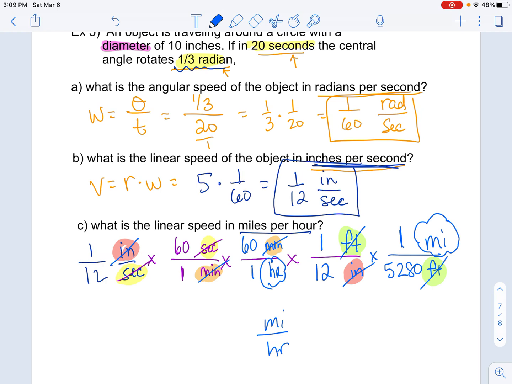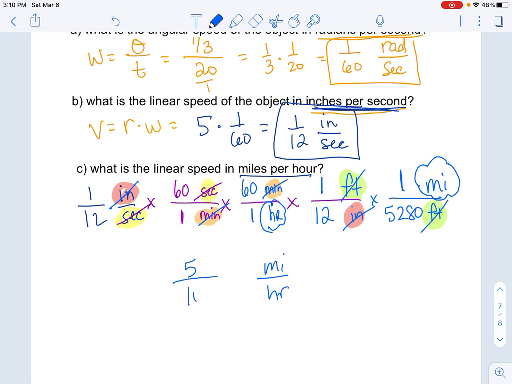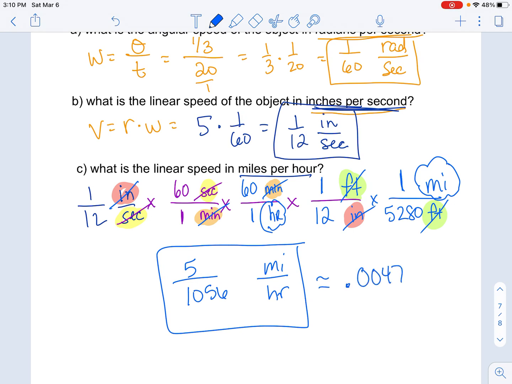All I've got to do now is multiply across the top. So I've got 60 times 60. I hit equals. That's 3,600. I've got to divide by, in parentheses, 12 times 1, which you don't really have to do, times 12 times 5280. That gives me a decimal of 0.0047. I'm going to go ahead and hit math, enter, enter. And that gives me 5 over 1,056 miles per hour. Okay, again, that was not very fast. That was approximately 0.0047 miles per hour.